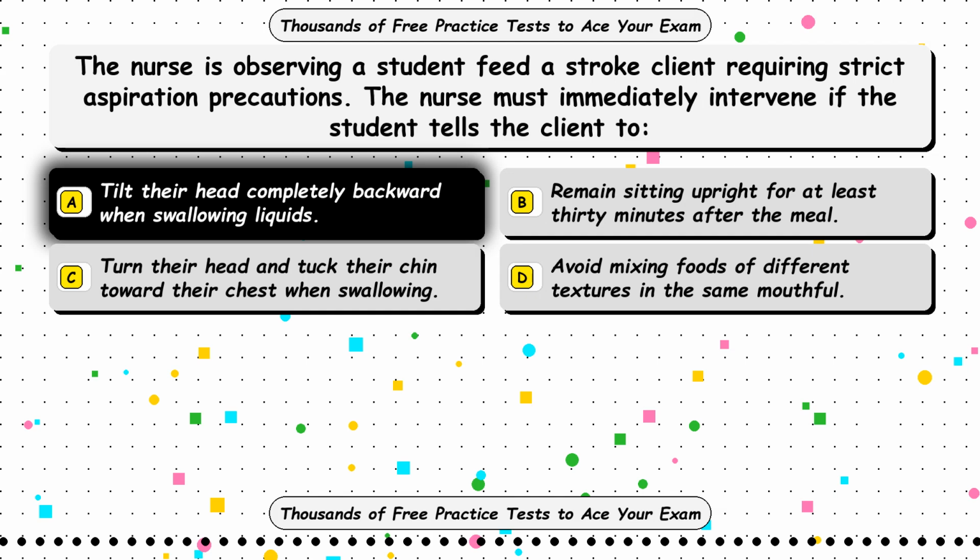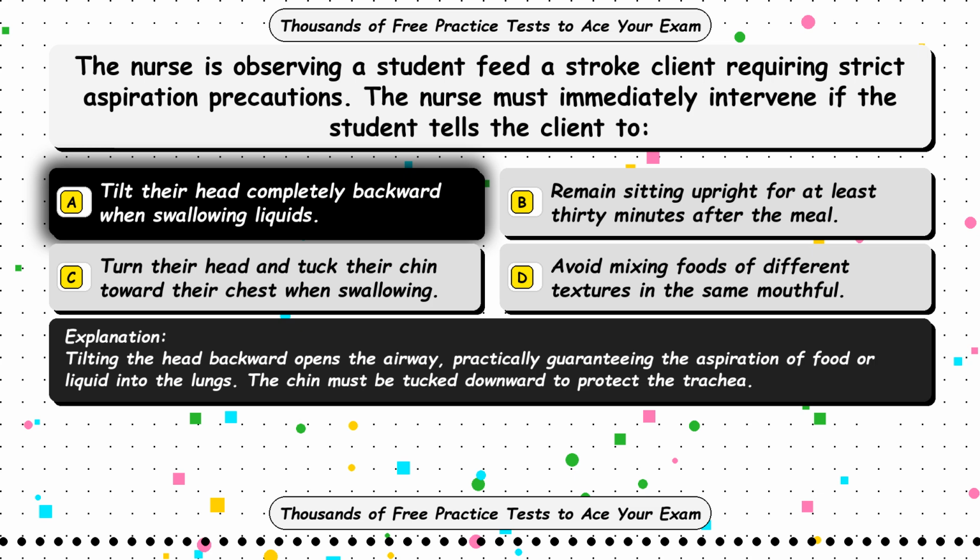The correct answer is option A, tilt their head completely backward when swallowing liquids. Tilting the head backward opens the airway, practically guaranteeing the aspiration of food or liquid into the lungs. The chin must be tucked downward to protect the trachea.